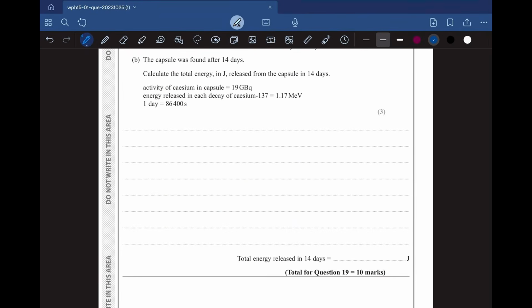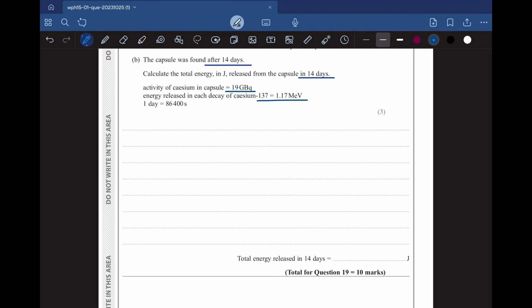Now this is a very important question in which students faced a lot of issues. Now let's have a look at this. It says the capsule was found after 14 days. Calculate the total energy in joule released from the capsule in 14 days. So basically this capsule was inside someone's body and it was found after 14 days. So now it is asking how much energy this capsule has released in that particular person's body in those 14 days. The activity has been given and energy released in each decay has been given.